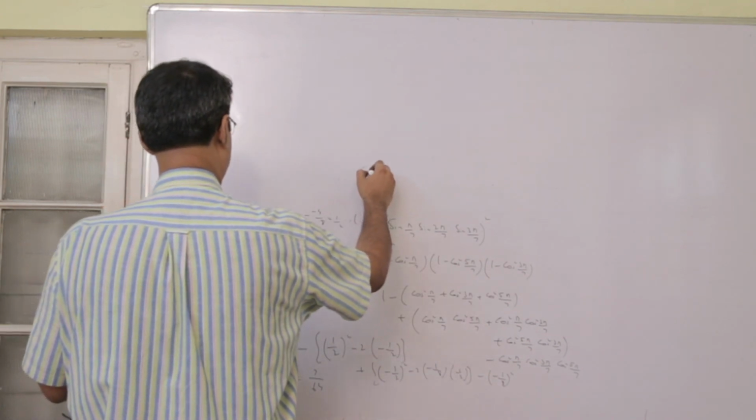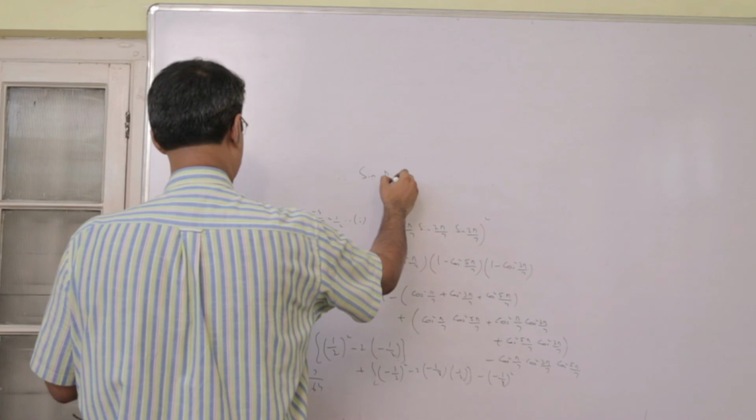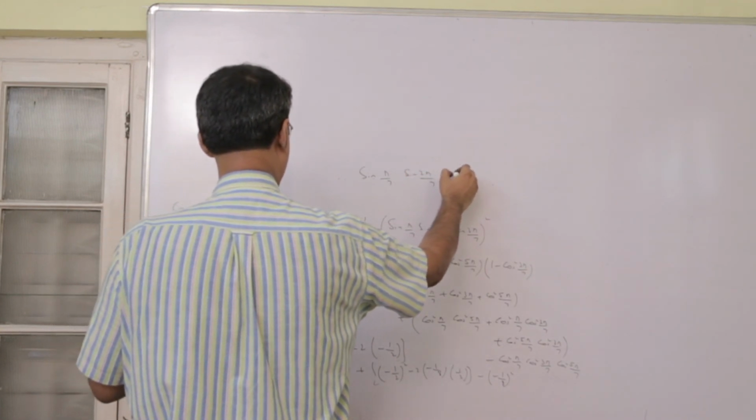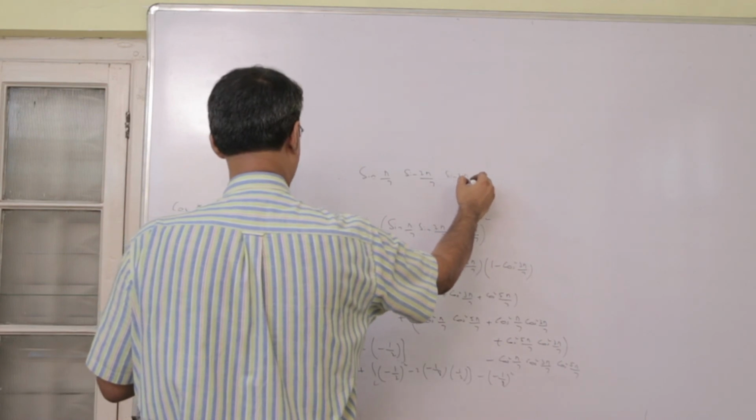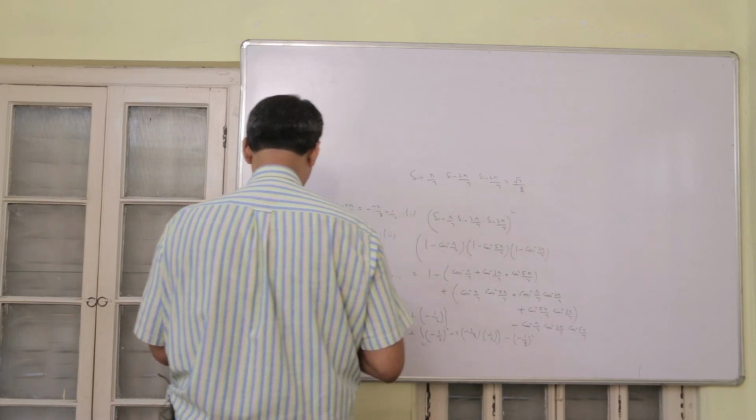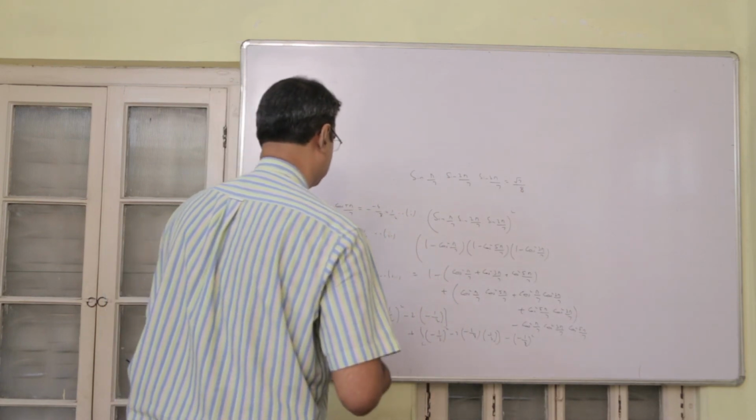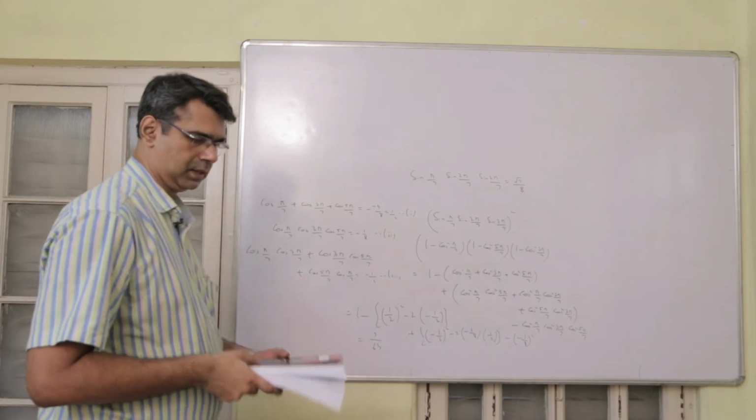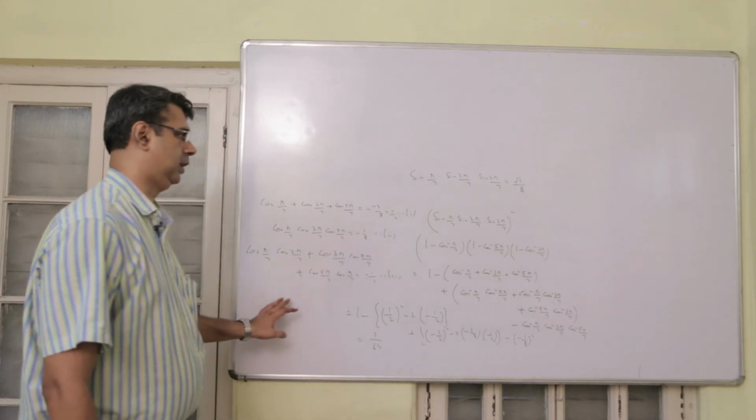So now we can say that sine pi by 7, sine 2 pi by 7, sine 3 pi by 7 is root 7 by 8. So this is how we can do the questions of topic 6, and that brings us to an end of this session of trigonometry 2.